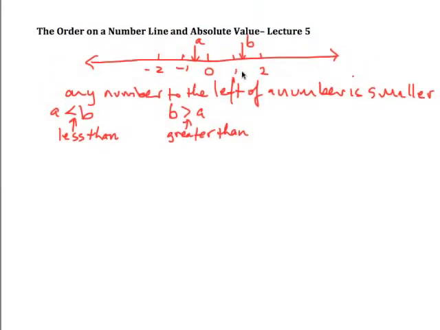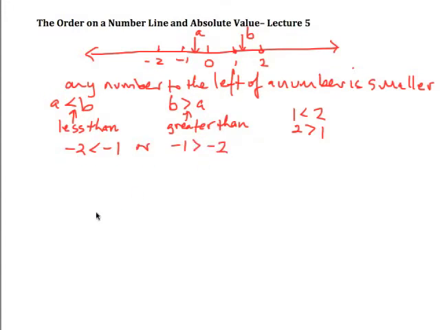Notice here that 1 is less than 2, or 2 is greater than 1, because 2 is here and 1 is here. Now when you come to negatives, you'll notice that in fact negative 2 is less than negative 1, because it's to the left of negative 1. Or we could say that negative 1 is greater than negative 2.